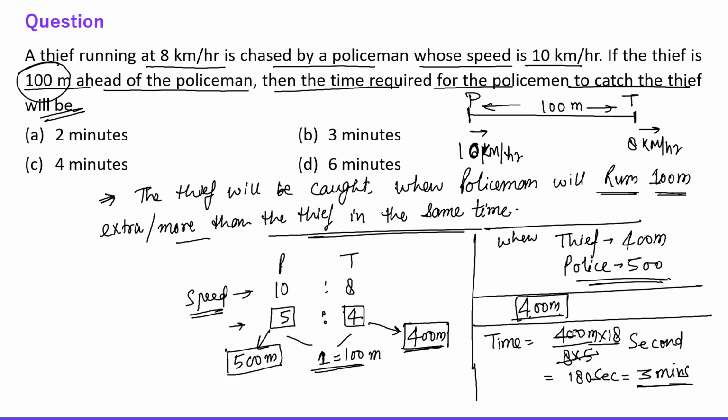Right, everyone? Because the options are in minutes, so I have just converted it into 3 minutes, right? So the correct answer is 3 minutes. Fine. The B option is the correct choice.